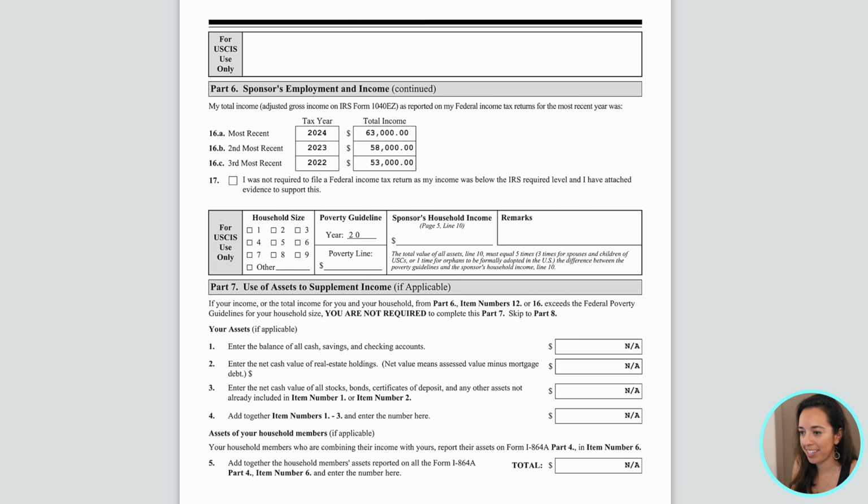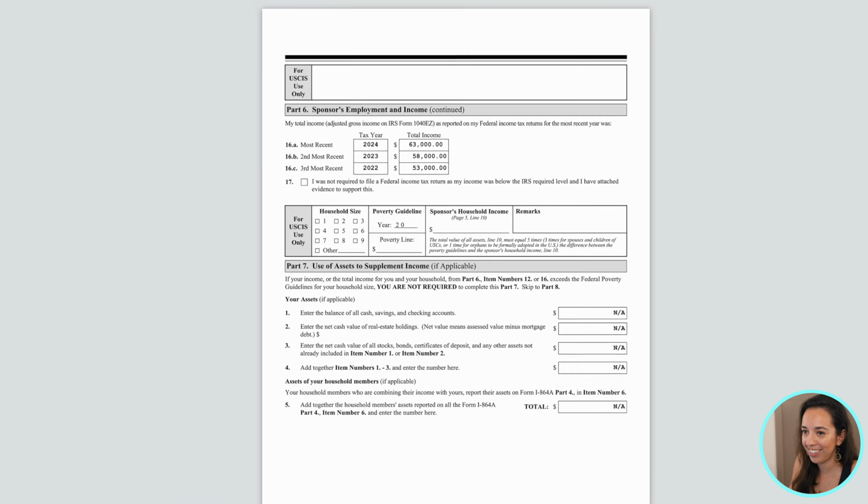Part 7 says if your income or the total income for you and your household from Part 6 exceeds the federal poverty guidelines for your household size, you are not required to complete this part. So we can skip to the next part. As you can see, we just wrote NA for the fields 1 through 5 as we met the poverty guidelines, and I'm able to financially support my husband without a joint sponsor or any additional assistance. Of course, your case may vary, so your form may look a little different, and you would just need to adjust that accordingly to your income needs.